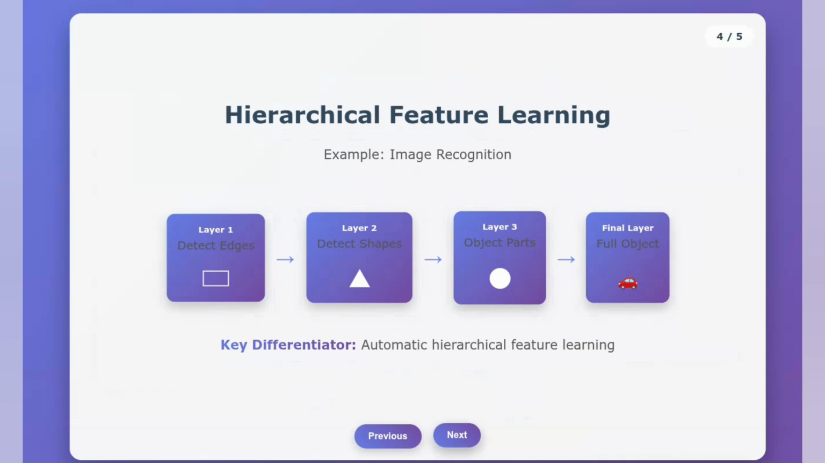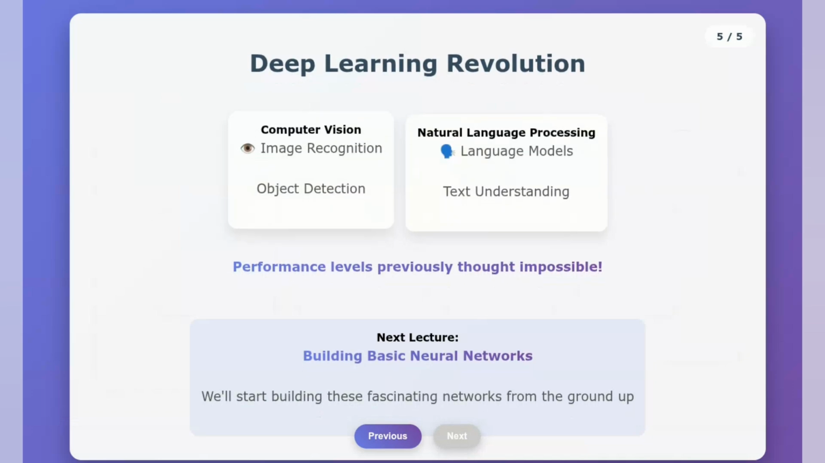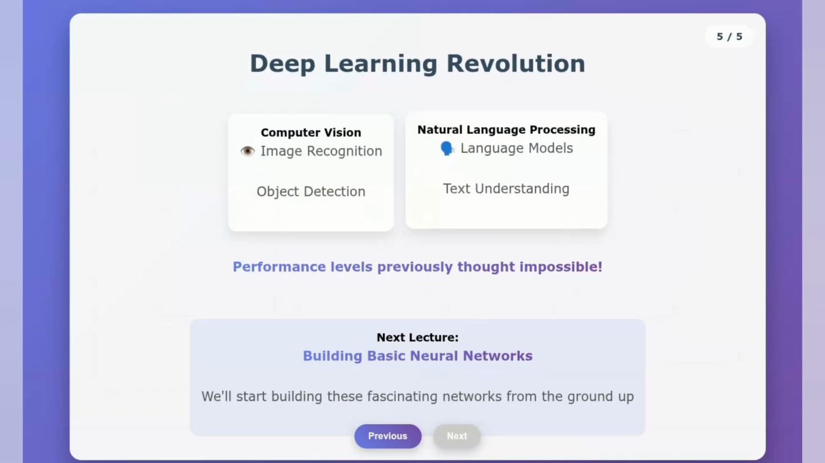This hierarchical feature learning is a key differentiator. Deep learning has revolutionized fields like computer vision and natural language processing, achieving performance levels previously thought impossible. In the next lecture, we'll start building these fascinating networks from the ground up.